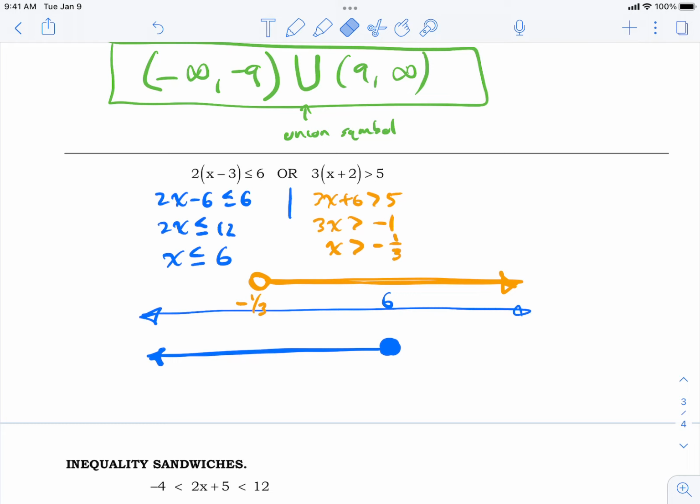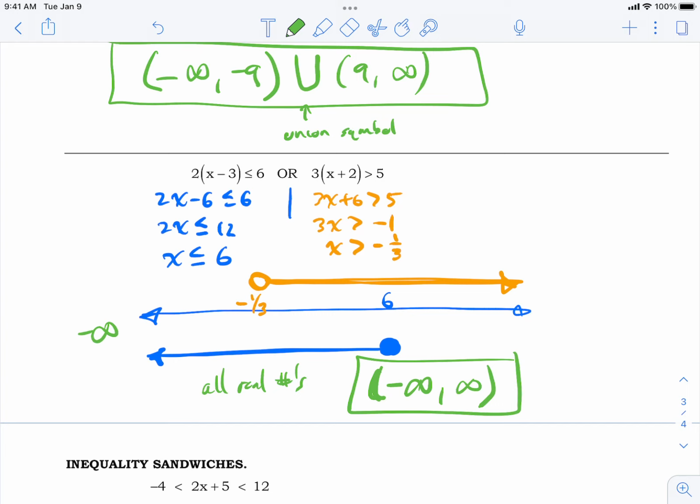So what's the solution? The solution is the whole number line. All real numbers. Give me a pen. All real numbers are solutions to this thing. How do you say that with interval notation? You say, well, you can start at negative infinity, or, again, you can't equal negative infinity, so it has to be a round bracket, all the way up to positive infinity. That's how you say all real numbers using interval notation. It's everything from negative infinity going one way to infinity going the other way, and everything in between. It's everything. All the real numbers, all of them.